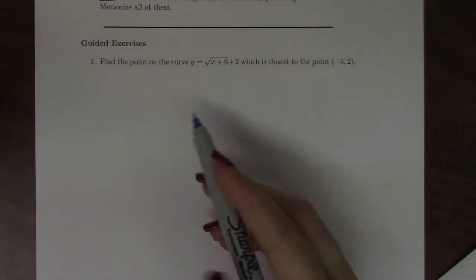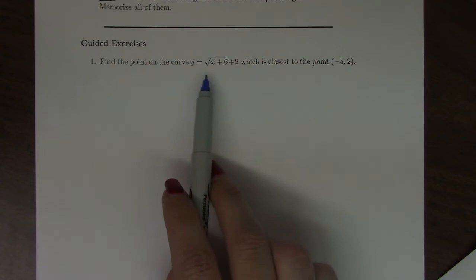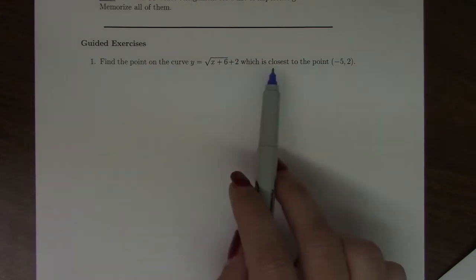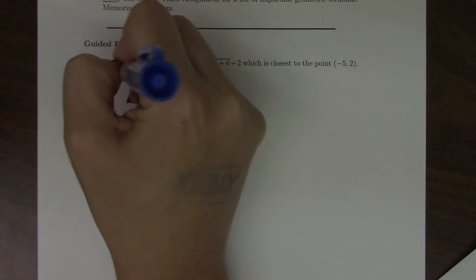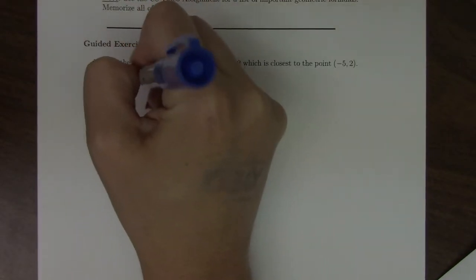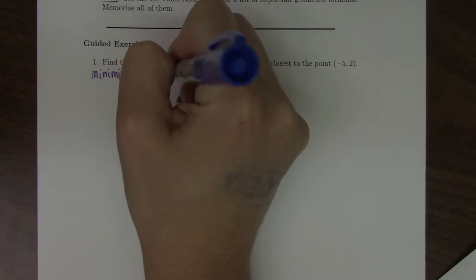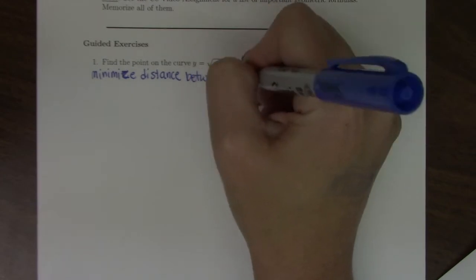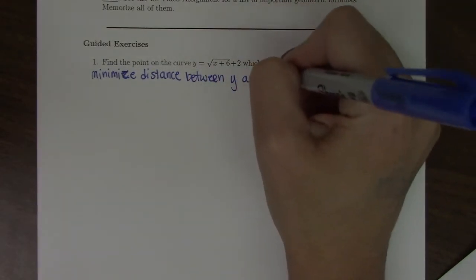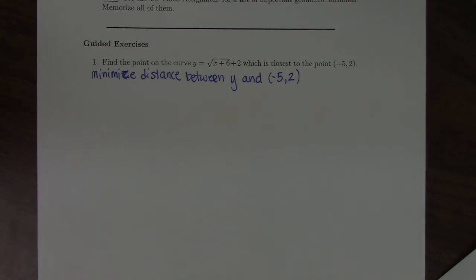So problem 1 wants us to find a point on the curve, square root of x plus 6 plus 2, which is closest to the point negative 5, 2. So what we want to do here is minimize the distance between our function y and the point negative 5, 2.